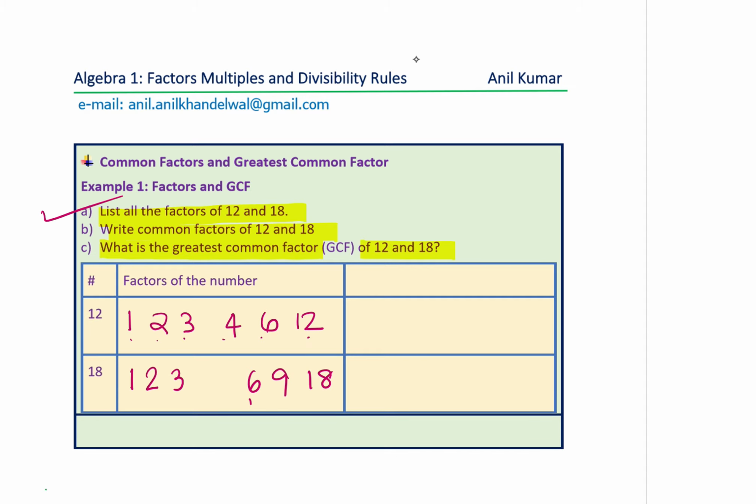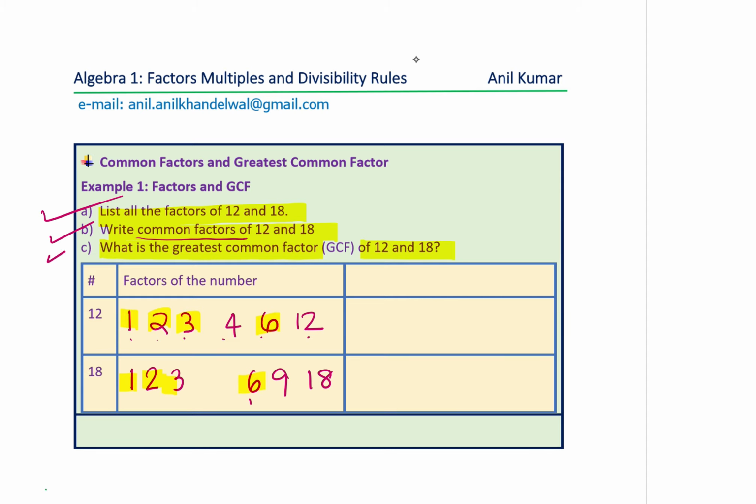So we've done the first part, that is to list all the factors. Is that clear to you? Now the second part says we need to figure out the common factors. Well, just match the lists. What is common? 1 is common, 2 is common, 3 is common, and then 6 is common, correct? So from here, we have listed all the factors which are common.